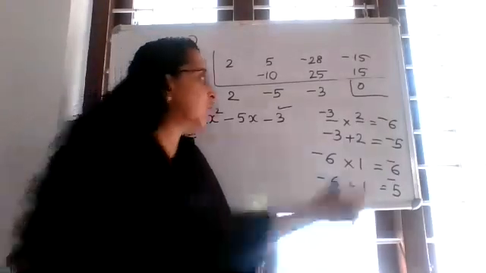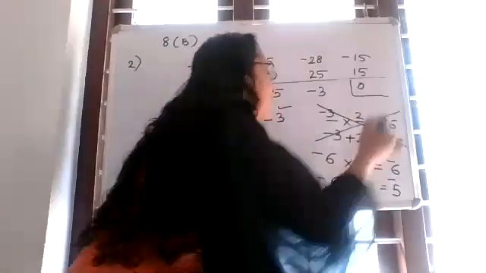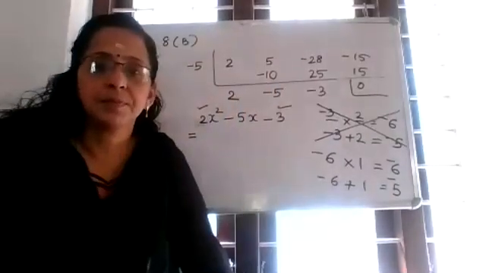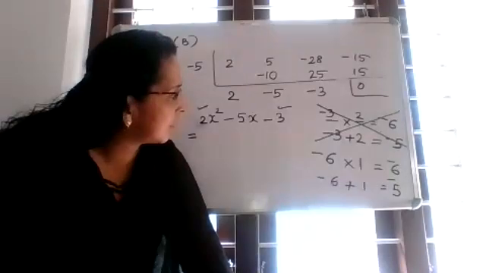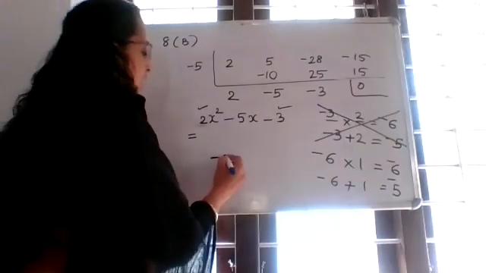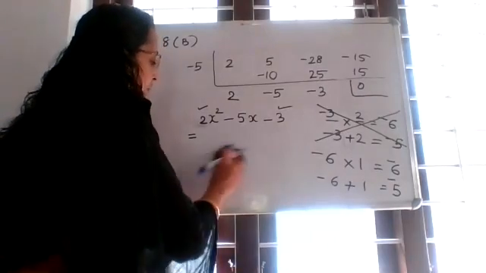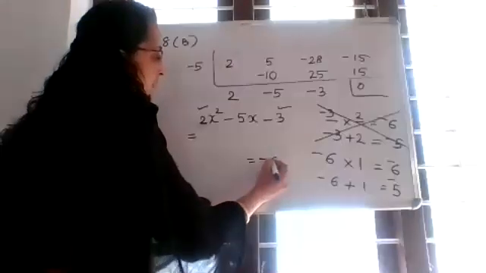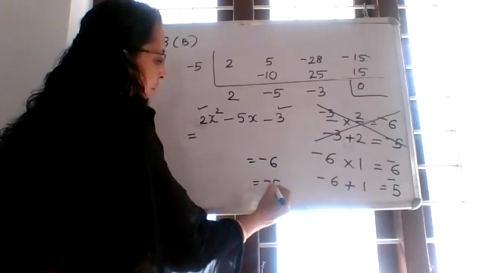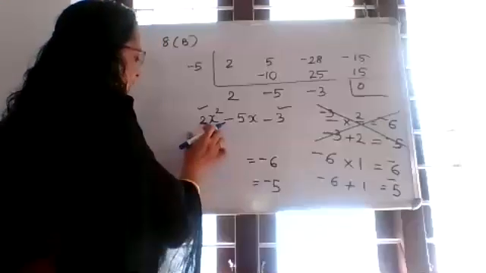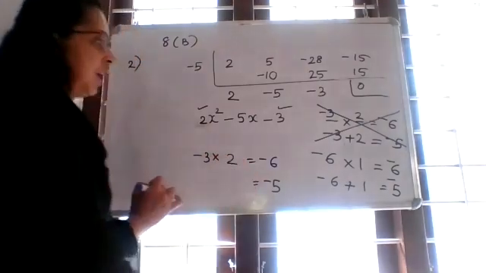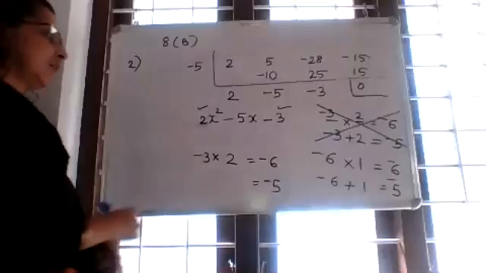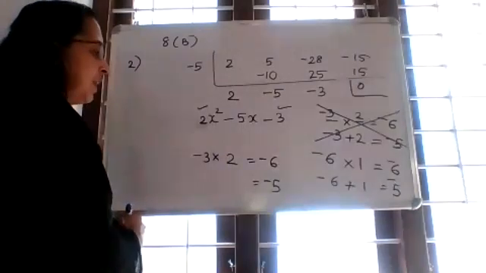Tell me, why is negative 3 minus 2 not possible? Negative 3, so 3 and 2. We want to get the answer as negative 6 and negative 5. So tell me, negative 3 into 2 is what? Negative 6. That one is okay. Then what about negative 5?